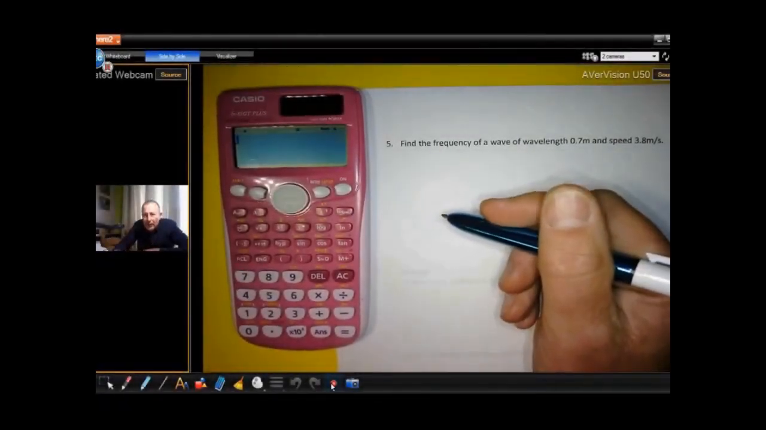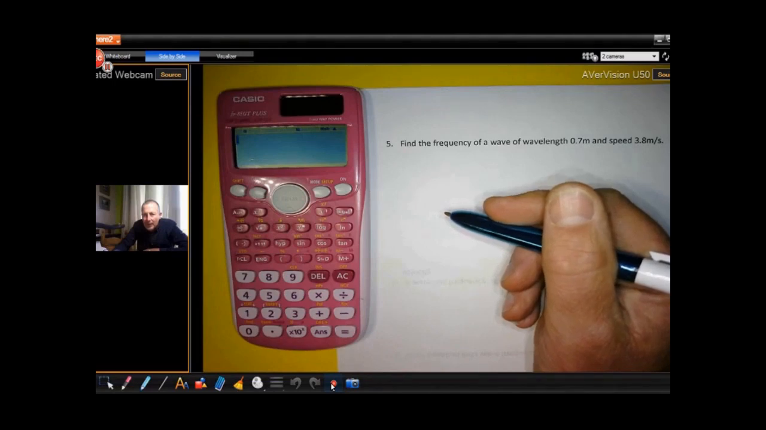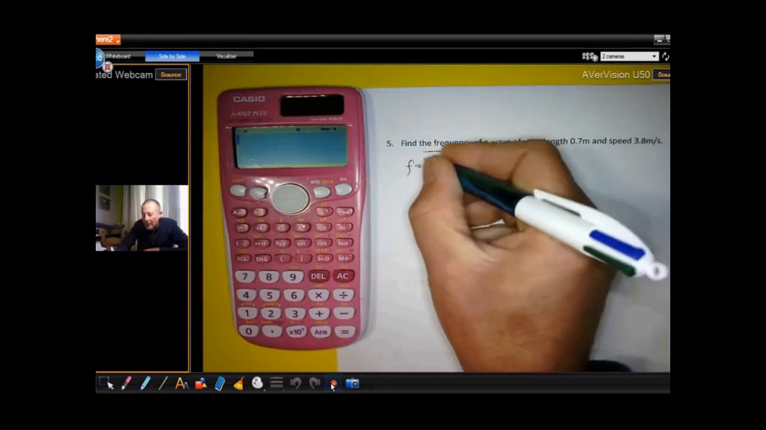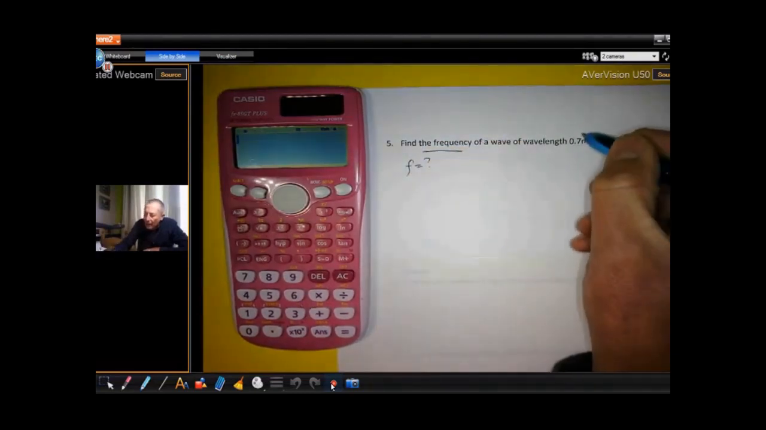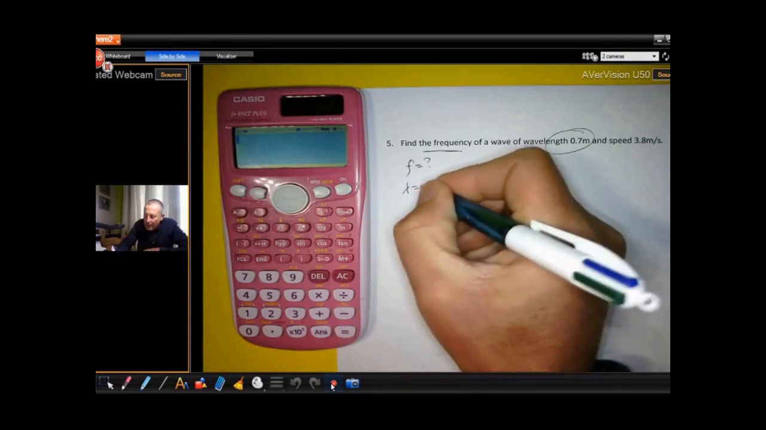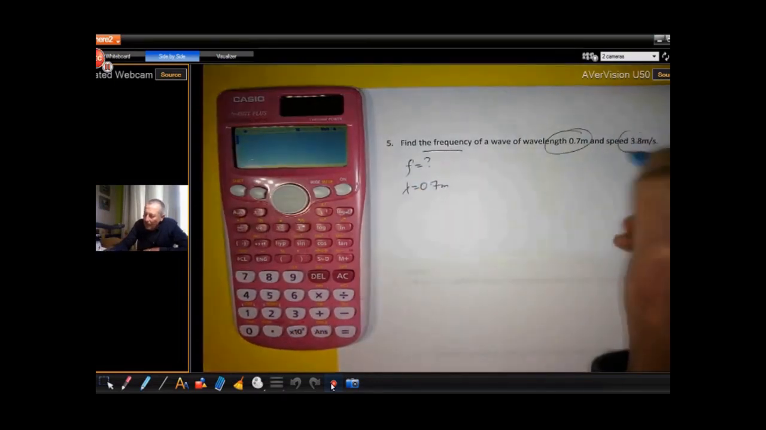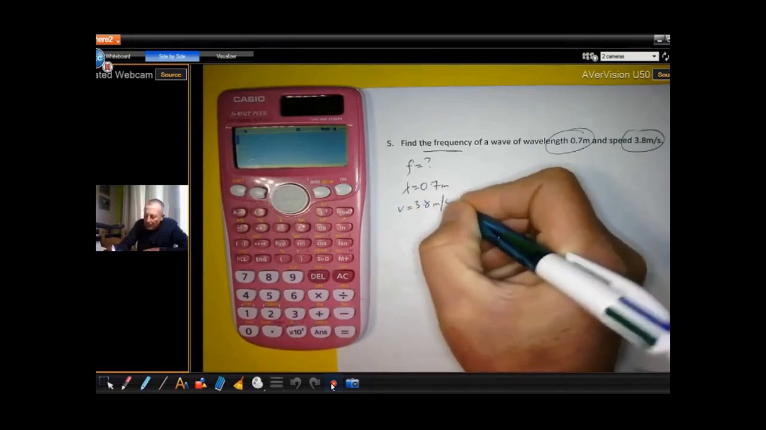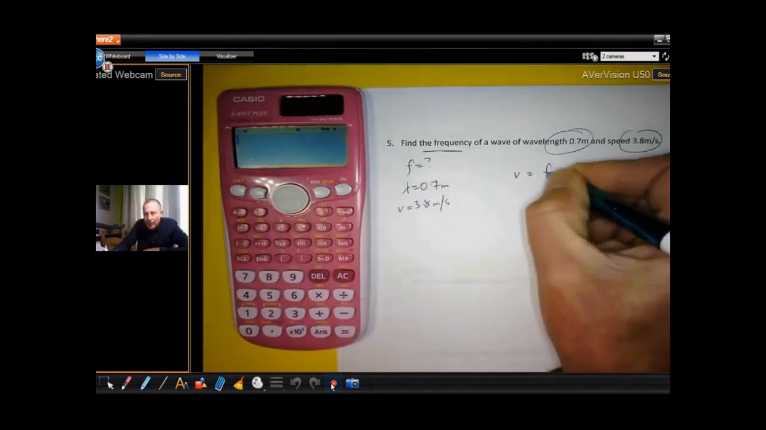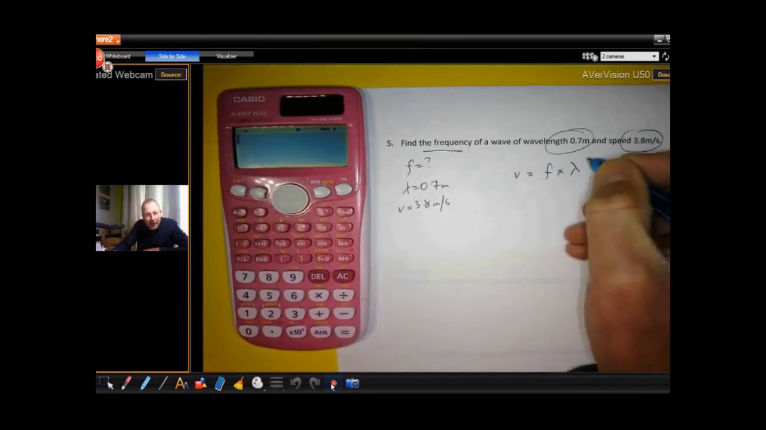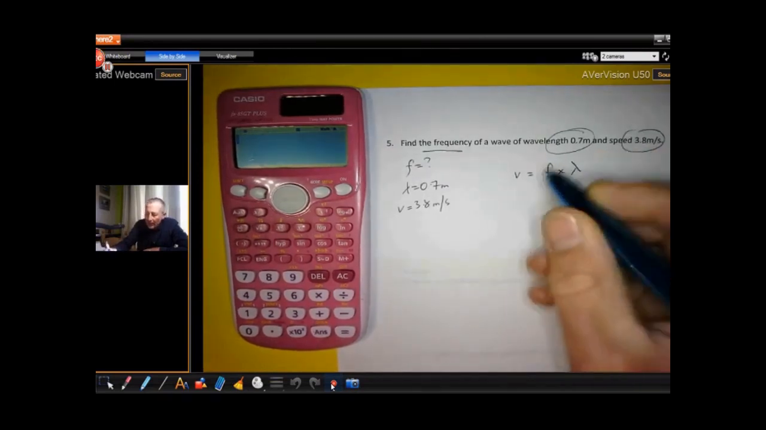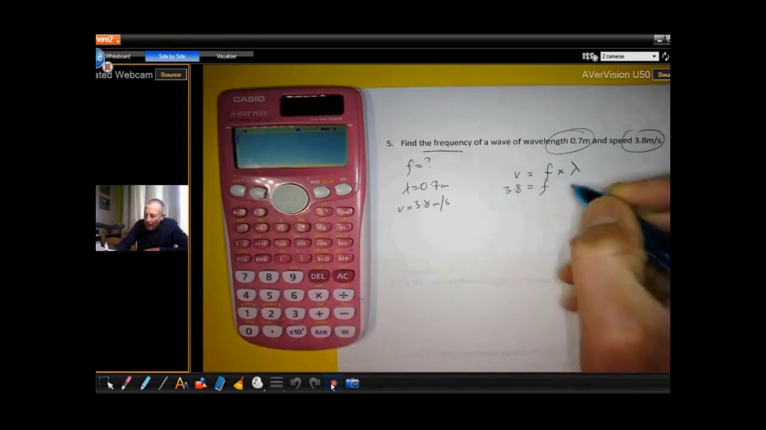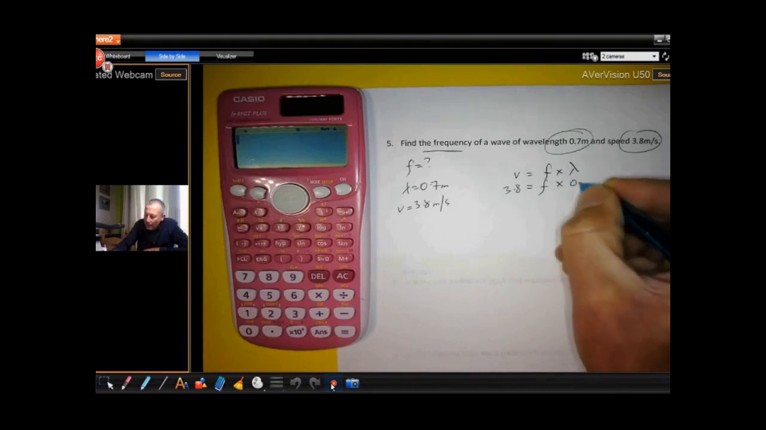Find the frequency of a wave of wavelength 0.7 meters and speed 3.8 meters per second. So this time we're finding the frequency. So we don't know what the frequency is. The wavelength is 0.7 meters. Speed, velocity equals 3.8 meters per second. Velocity equals frequency times wavelength. Write the formula down and then we can put the numbers in underneath. So the velocity is 3.8, the frequency we don't know, and the wavelength is 0.7.